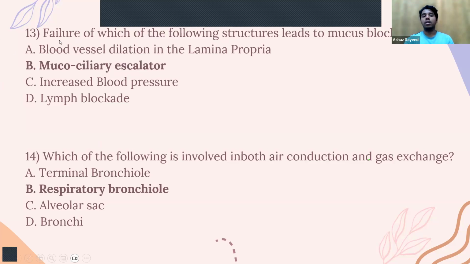Mucociliary escalator. Okay, mucus block is when there is a lot of mucus. Blood vessel dilation actually causes mucus to become warm, even more thin, and it actually moves faster. Increased blood pressure is not related over here. Mucociliary escalator, that is the most common cause of mucus block. The 14th one: which of the following is involved in both air conduction and gas exchange? Again, respiratory bronchiole. Terminal bronchiole is only for air conduction, bronchi only for air conduction, alveolar sac only for gas exchange. Respiratory bronchioles do both.